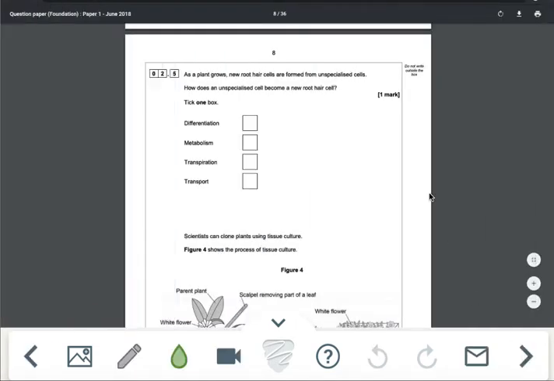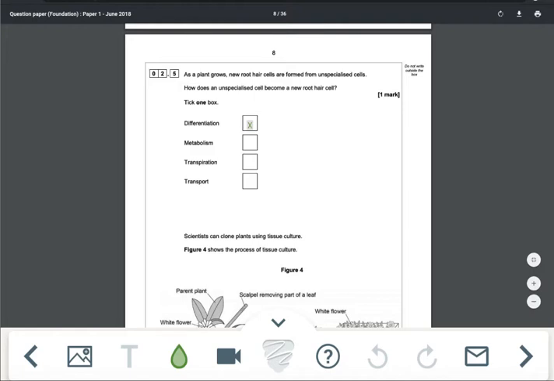And on to our next question. It says, as a plant grows, new root hair cells are formed from unspecialised cells. How does an unspecialised cell become a new root hair cell? What we're talking about here is differentiation. So that will be the correct answer. So there we go. Differentiation is just the process of an unspecialised cell in the meristem region becoming a distinct cell type. So it's very clear that's what the question is asking you for here.